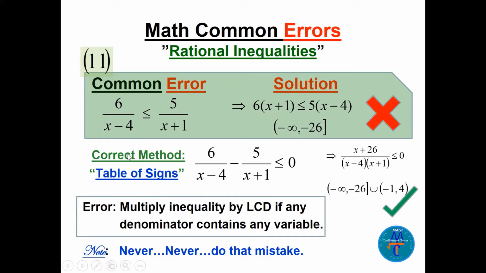Again here, we have 6 over x minus 4 less than or equal 5 over x plus 1. Many people say easy, cross multiply, 6 times x plus 1 less than or equal 5 times x minus 4. If you solve this, this is a linear now, you can get minus infinity to minus 26 closed. That's wrong. This is rational. You have to move it on one side, combine all these fractions, and then you have to do table of signs again. This is the correct answer.